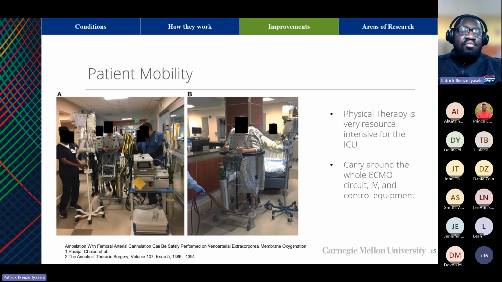They need all these people to monitor their safety because any kinks in the circuit tubing or tugging at the cannulation sites could create adverse events. This problem limits how long and how often physical therapy can take place, as it takes human resources away from treating other critical patients in the intensive care unit.